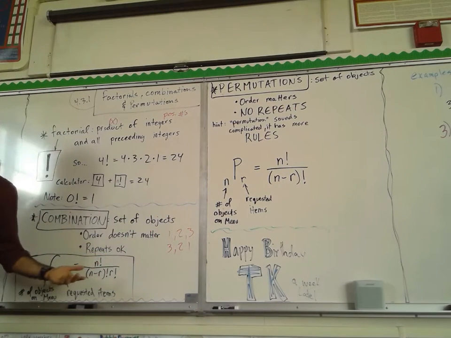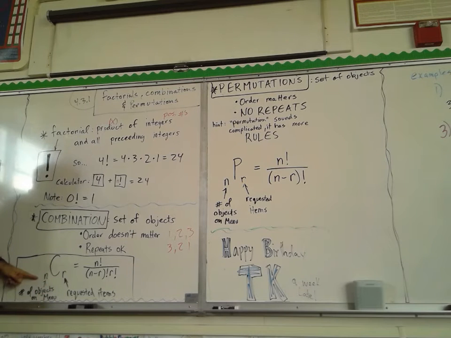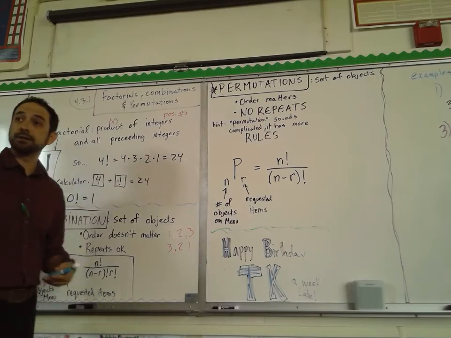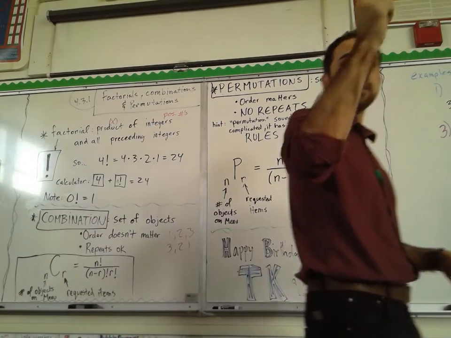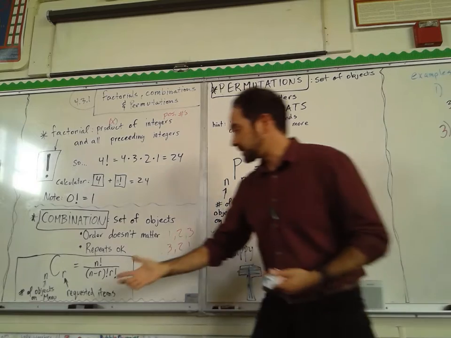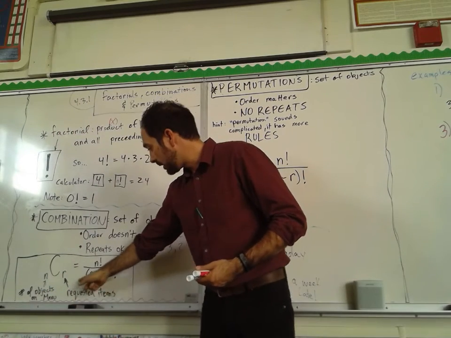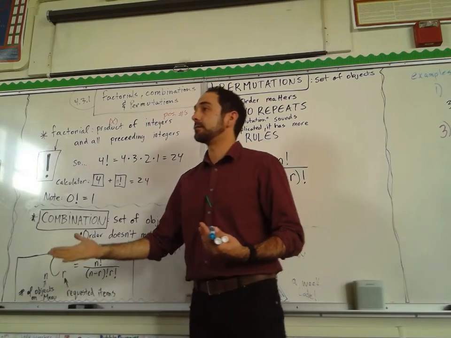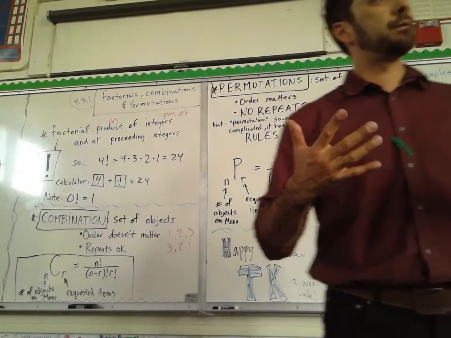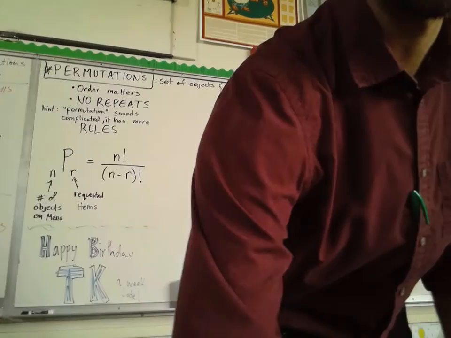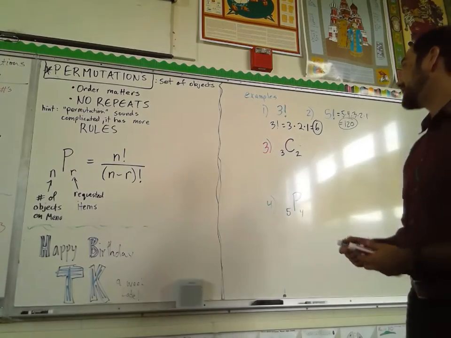So say we're at the Cheesecake Factory, right? The number of objects on the menu, we'll say it's 200 items. The requested items, say I'm going to only order 3 things. It can be a combination of all those 200 things. So the number on the left is n, the number of objects on the menu. r is the requested items. That's just the way we can look at it. Okay, so let's see if we can do one of these practice problems.